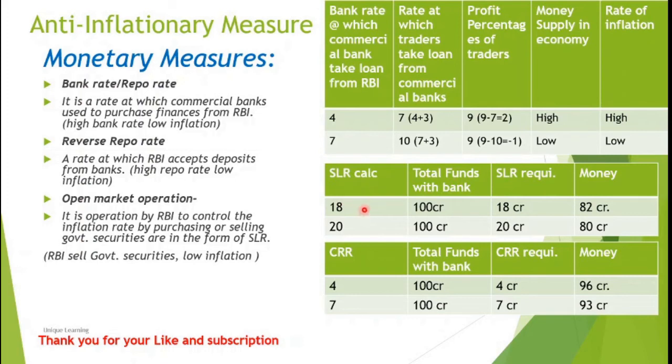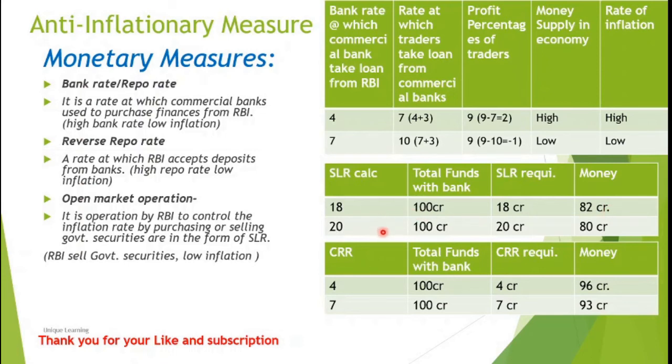Statutory liquidity ratio is presently, suppose, 18%. Total funds with the bank in the form of deposits is 100%. So as per SLR requirement, banks are required to hold 18 crore rupees of deposits in the form of government securities. Okay, so the money which is left with the commercial bank is 82 crore. So this 82 crore would be injected into the economy.